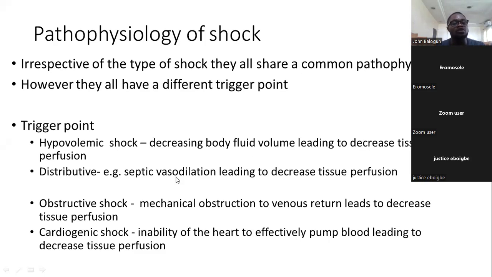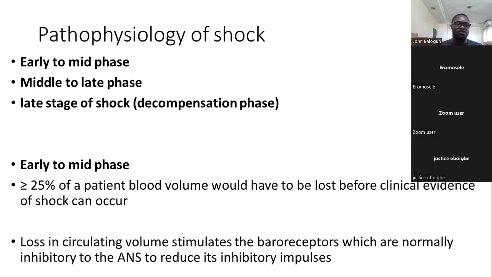So this one just showed you the various trigger points. Hypovolemic shock is usually from decreased blood volume. Distributive shock is usually from severe vasodilatation, leading to decreased tissue perfusion. Obstructive shock is from mechanical obstruction. This just showed you how it all starts, but they all get to septic shock eventually.